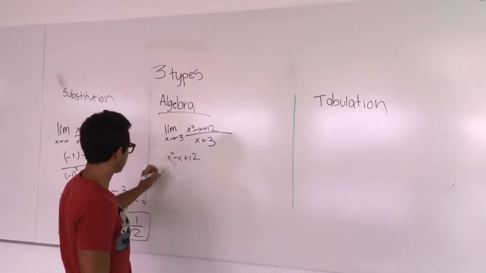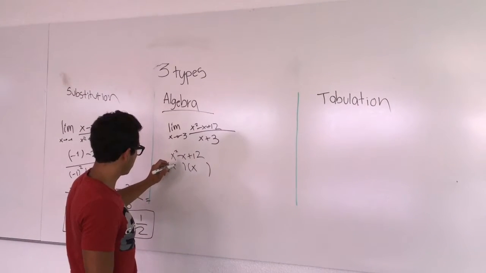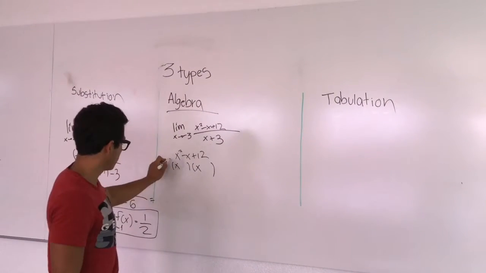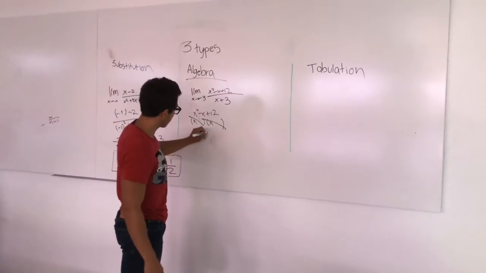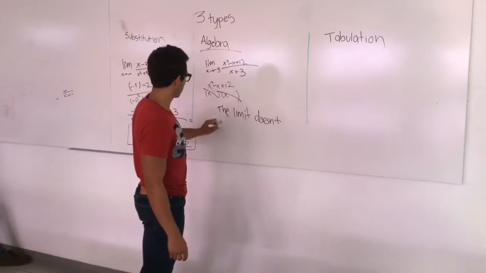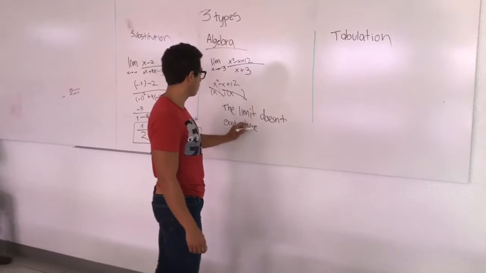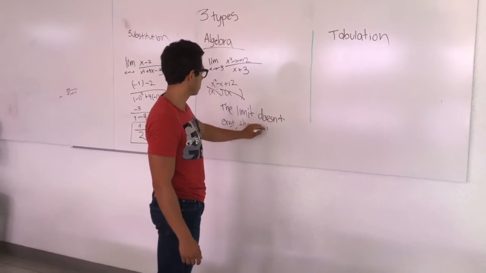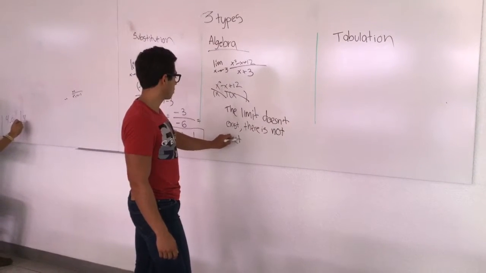The second is using algebra. We have to factorize, like in this case. If we can reduce our equation, the limit exists, but in case the equation can't be factorized, the limit doesn't exist. No factorization.